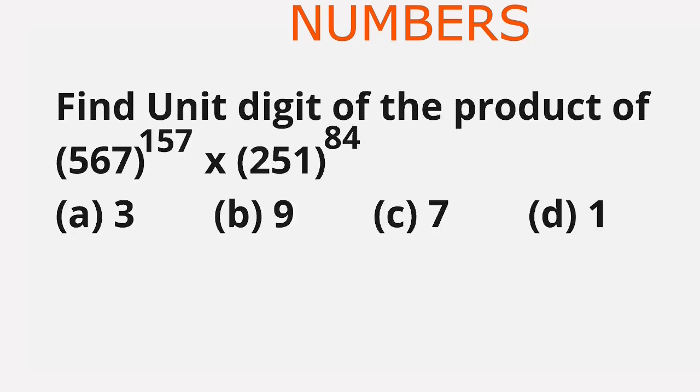Our question is, find the unit digit of the product of 567 to the power 157 multiplied by 251 to the power 84. The given options are option A 3, option B 9, option C 7, option D 1.